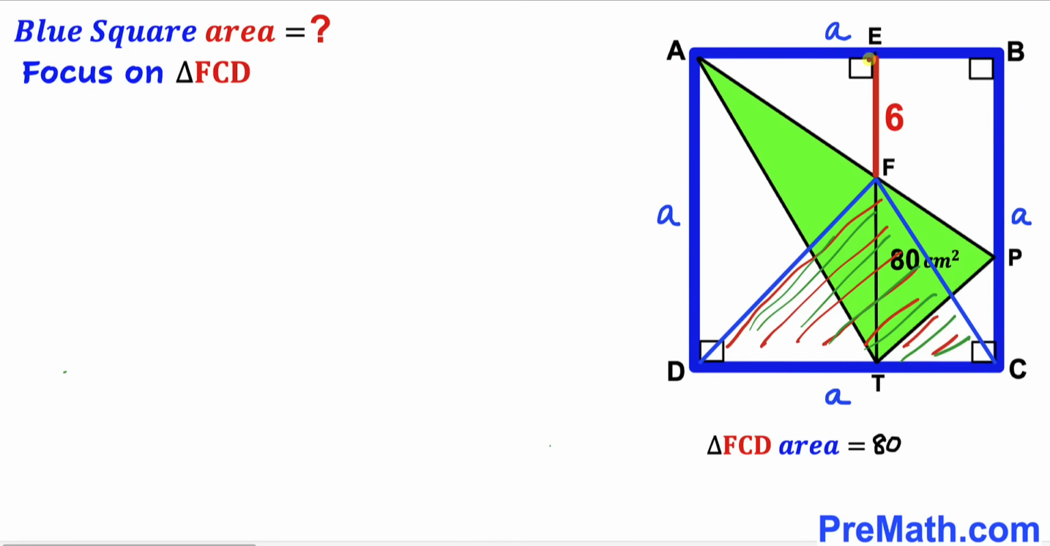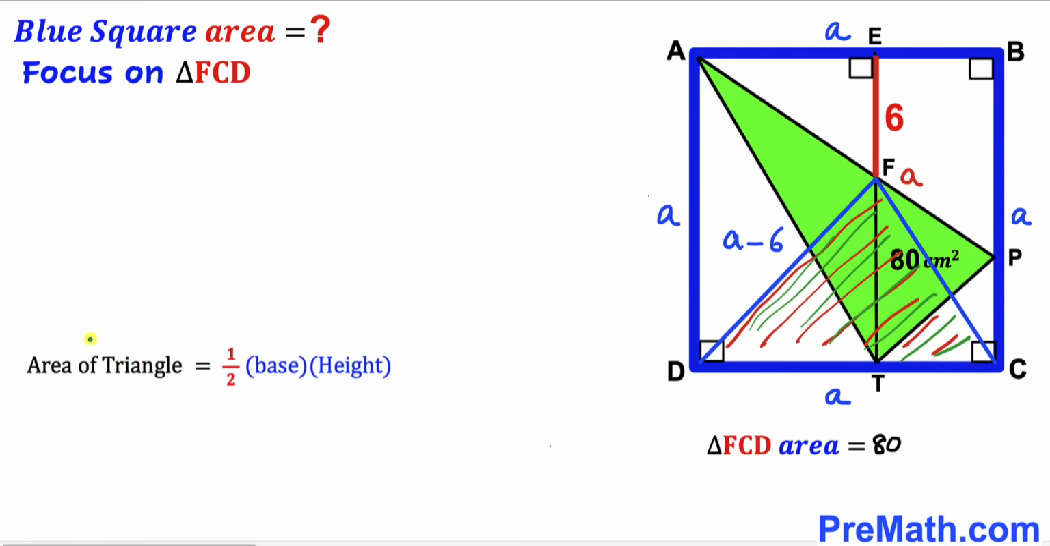And now let's make an observation. We can see that this whole ET length is going to be equal to this BC length of this square. If this side is lowercase a, then this ET length is going to be lowercase a as well. And we know this EF segment length is 6. So therefore this remaining side FT is going to be lowercase a minus 6. So thus we can see the height of this triangle FCD turns out to be a minus 6, whereas the base of this triangle is lowercase a.